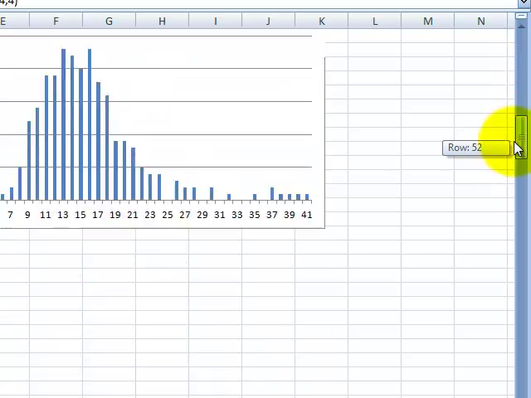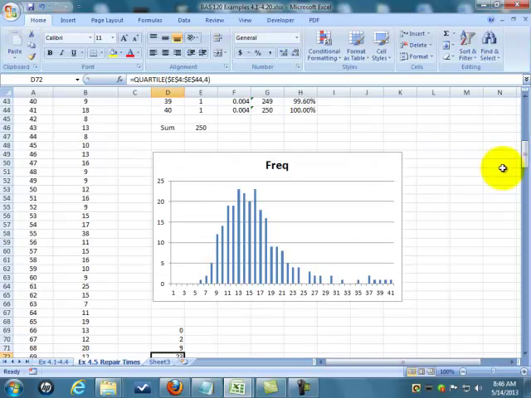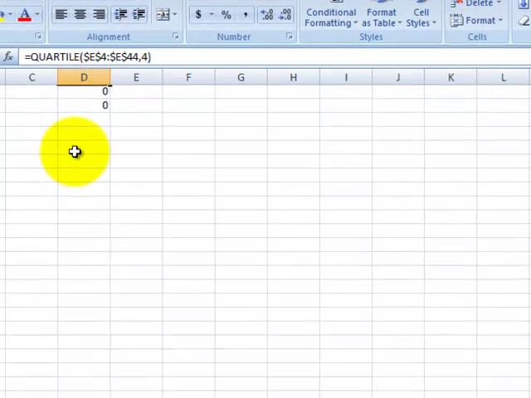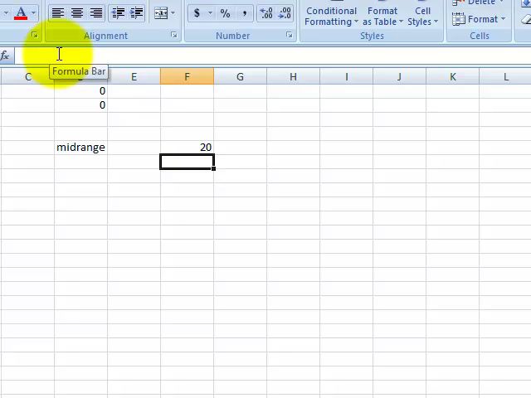We could compute the mid-range by taking our max and our min. We know our max is 40. We know our min is 0. So our mid-range is equal to our max, which is 40, minus our min, which is 0, and we're going to divide that by 2. So our mid-range is 20. Hope that helps.